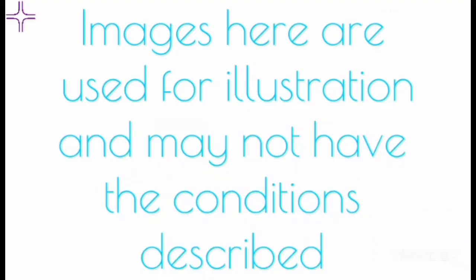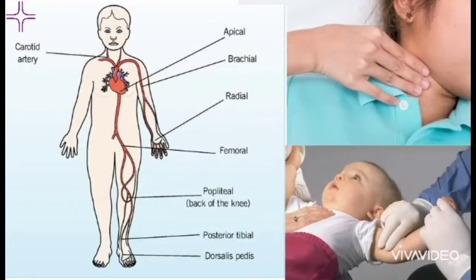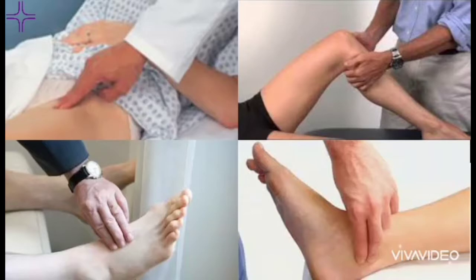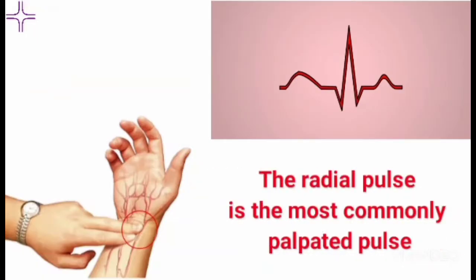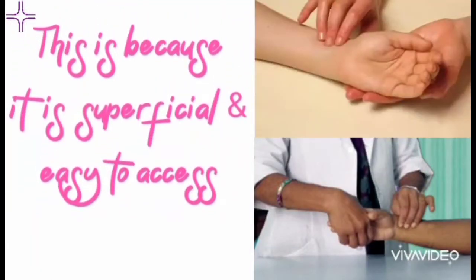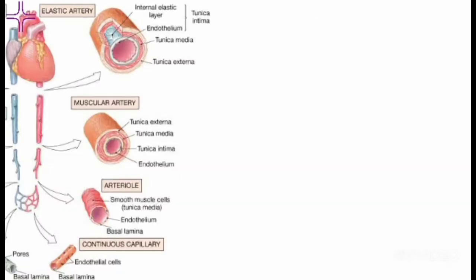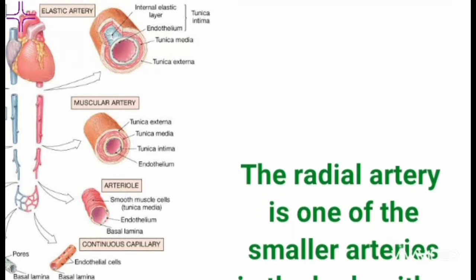Today's topic is the small volume radial pulse. Palpating arterial pulses forms a basic component of routine medical examinations, and the radial pulse is usually the most commonly used one. This is because it is easily accessible. The radial artery is a muscular artery, and it is also one of the smaller arteries in the body with a diameter of less than 10 millimeters.